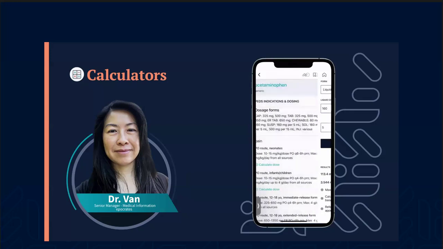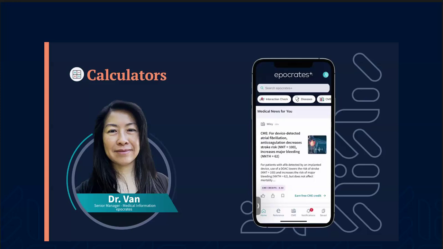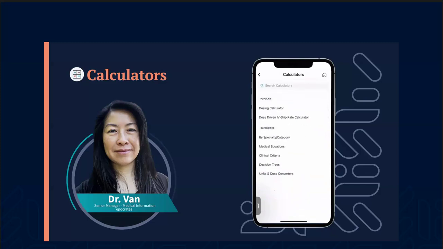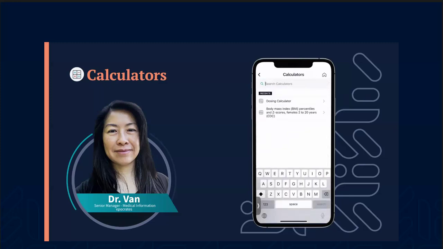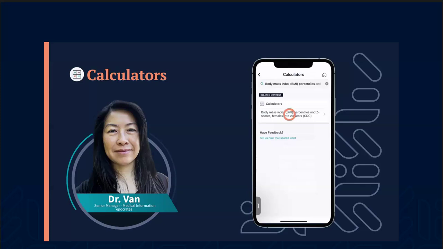Let's go back to the main page and look at how to identify the dosing calculator on its own. As an example of a different calculator, let's click on reference and go to calculators. And we're going to look at body mass index. So under search calculators, let's type in BMI. There are many options, but we're going to select the BMI percentiles and z-scores for females 2 to 20 years old, CDC. So the third option here. And we'll click into this specific calculator.